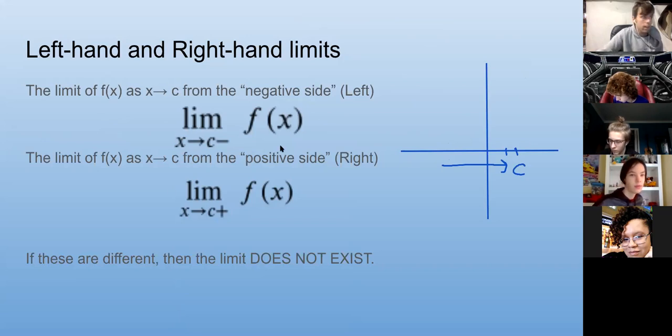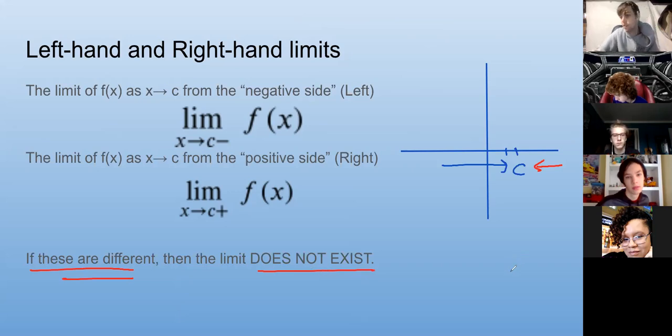Or in this case, when you're coming from the positive side, the right side, you only care about it coming from that side. But if these are different, then we say the limit does not exist. So it's important to know we can talk about the left-hand limit and the right-hand limit, but if they're different, we say the limit doesn't exist, so oh well.